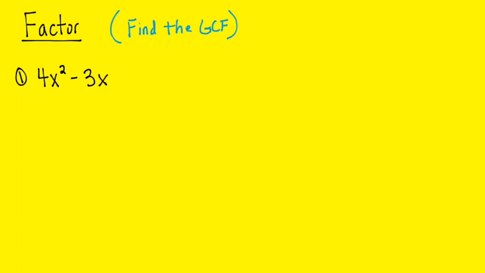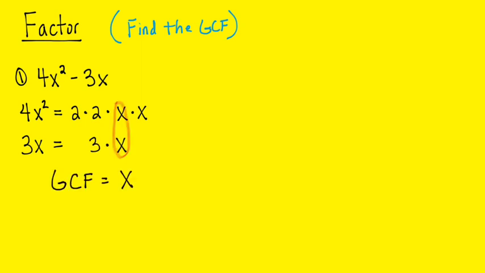Let's find the greatest common factor of 4x squared minus 3x. Well, the numbers only have 1, right? But between x squared and 3x, they have 1x in common. So the greatest common factor is x. So we're going to go ahead and divide off an x from each.